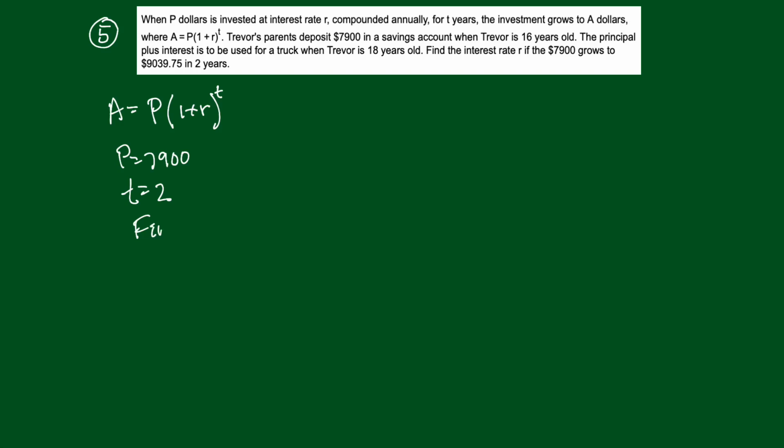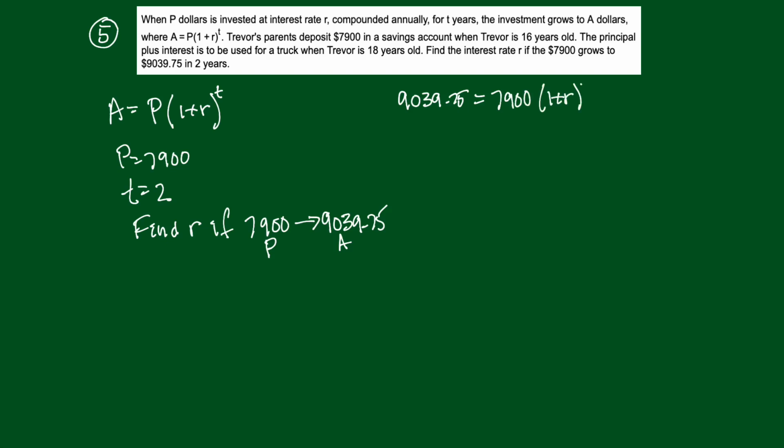So what we want to do is find R if 7,900 goes to 9039.75 in 2 years. So let's put these numbers in. The principal is the amount you start with, and this is the amount to which it grows. So we're going to have 9039.75 is equal to 7,900 times 1 plus R raised to the 2.